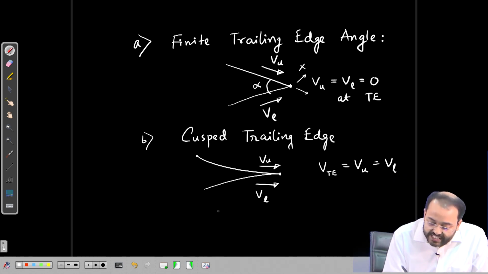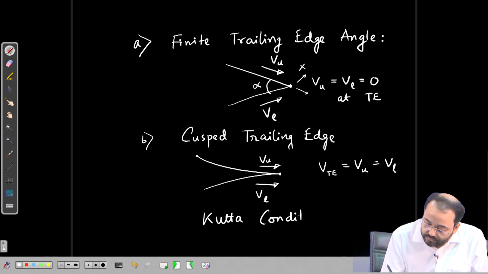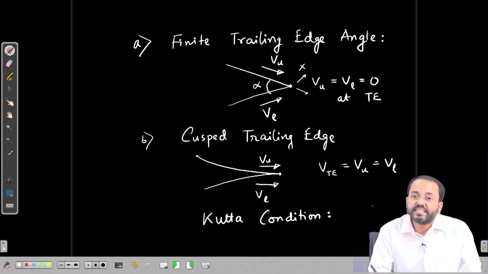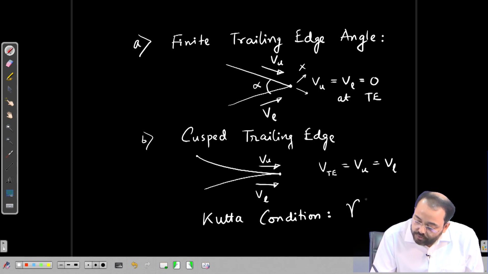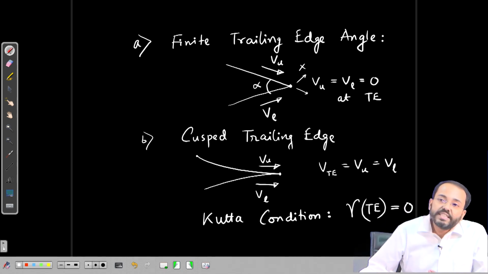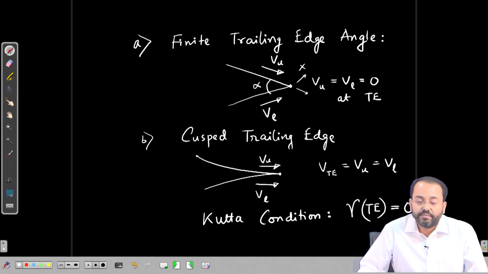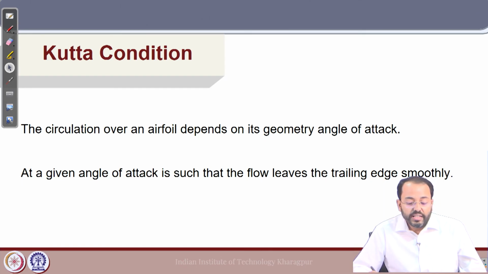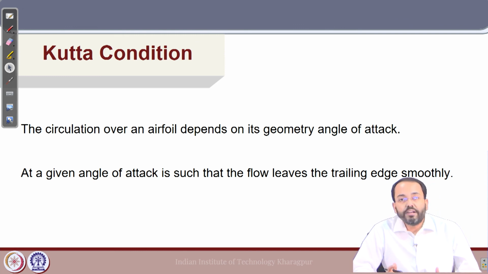Okay. So, the condition which has to be met for a foil, the condition which has to be met for circulation at the trailing edge is called the Kutta condition, which says that the value of the circulation at the trailing edge should be 0. So, this Kutta condition has to be satisfied at the trailing edge of the airfoil. Okay. That means, this is what is meant in this line, that at a given angle of attack the circulation around the foil is developed such that the flow leaves the trailing edge smoothly.